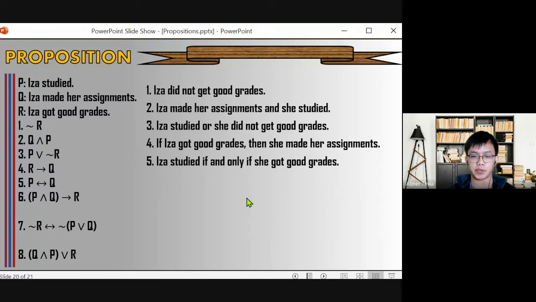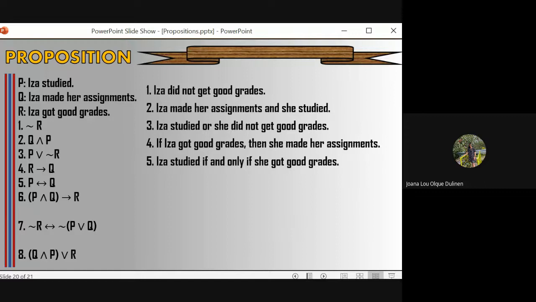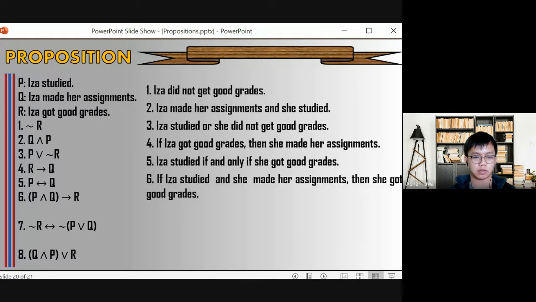So let's have number 6. Okay, number 6, let's have Joanna. "If Isa studied and made her assignment, then she got good grades." Okay, very good. So that is correct. If Isa studied and she made her assignments, then she got good grades. So our hypothesis will be this conjunction, P and Q, and our conclusion will be that she got good grades. That is for number 6.